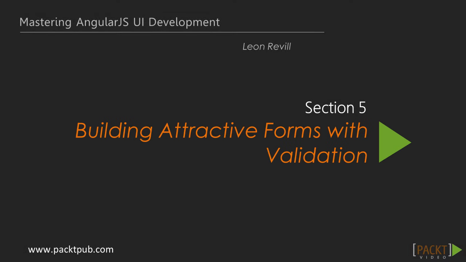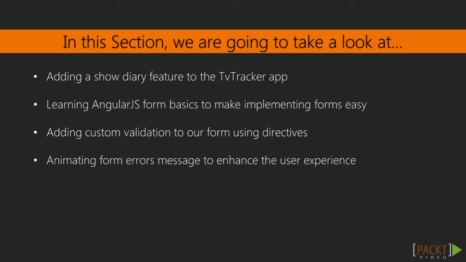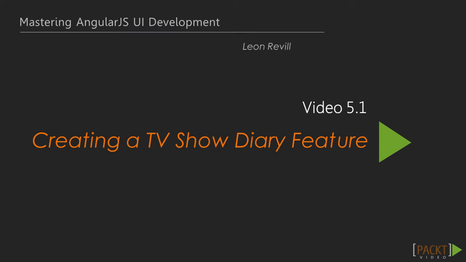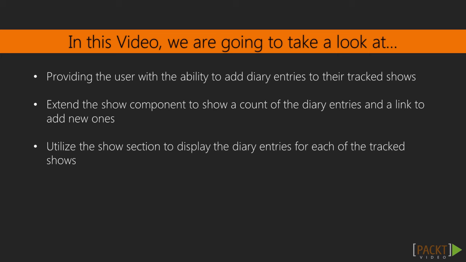In the previous section, we were able to quickly add new functionality to our TvTracker app thanks to making use of the Angular UI Bootstrap library. This section is focused on creating a completely new feature and making use of AngularJS form directives to provide validation with error feedback to the user. In this first video, we are going to start by providing the user with the ability to add diary entries to their tracked shows so they can keep track of their thoughts as they watch a TV show.